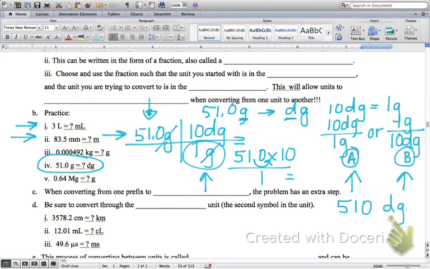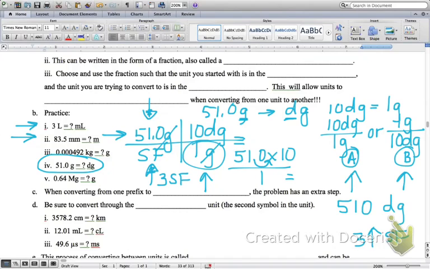But, you guys, there's an important rule for significant figures. And that rule is however many significant figures that I started with right over here at the beginning of my problem, that's how many significant figures I need to finish with at the end of my problem. So 51.0 has 3 significant figures. So when I finish, my answer needs to also have 3 significant figures.